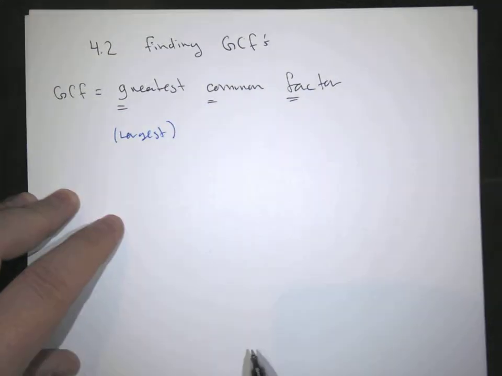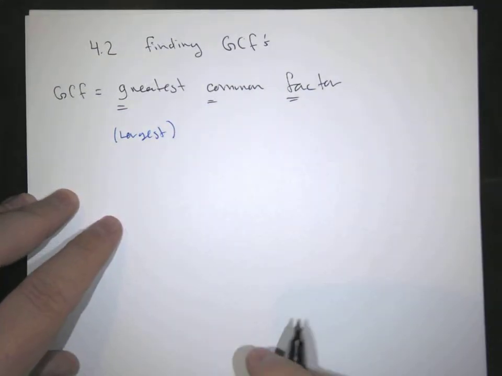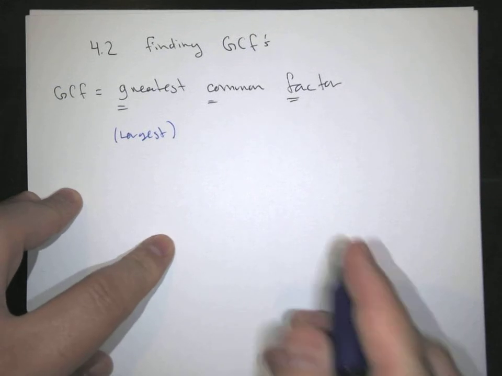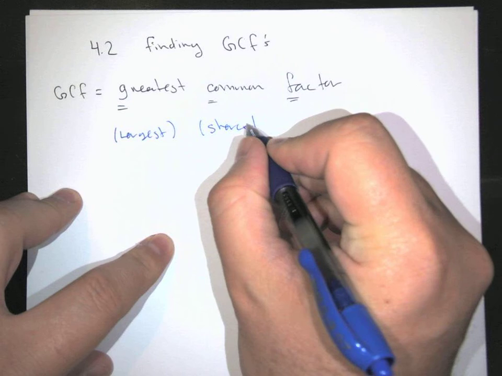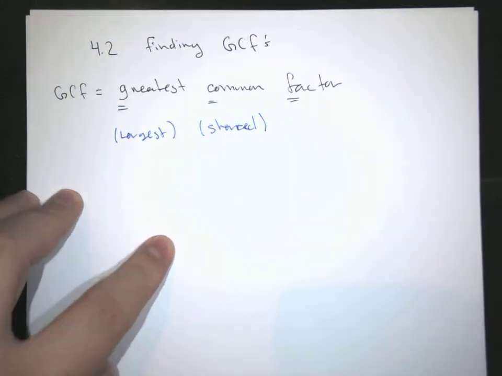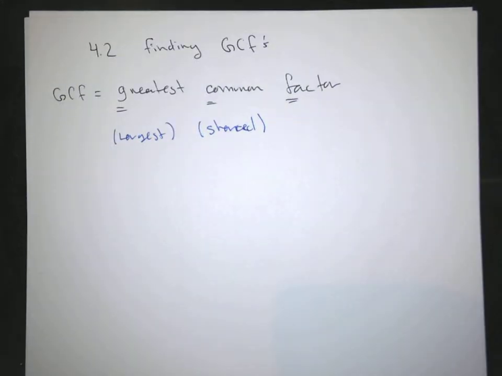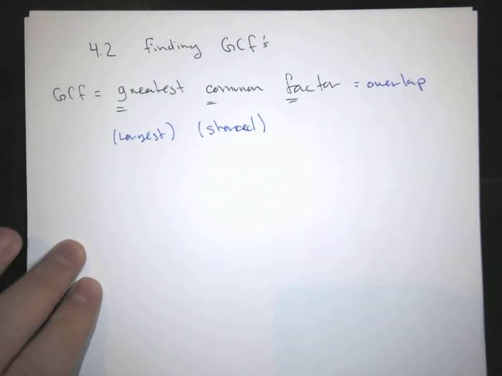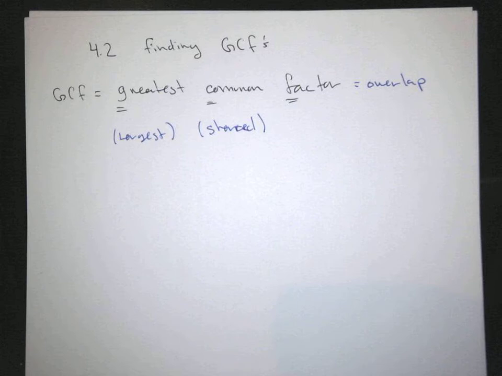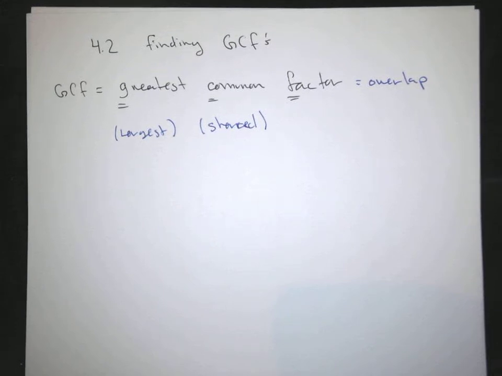And by common, we don't mean that it shows up all the time. What we mean is the largest shared things that they have in common with each other. You guys know what words mean, so this is probably not the kind of thing I need to get into too deeply. It's the largest shared factor. It's essentially the overlap between two numbers, whatever factors they share.